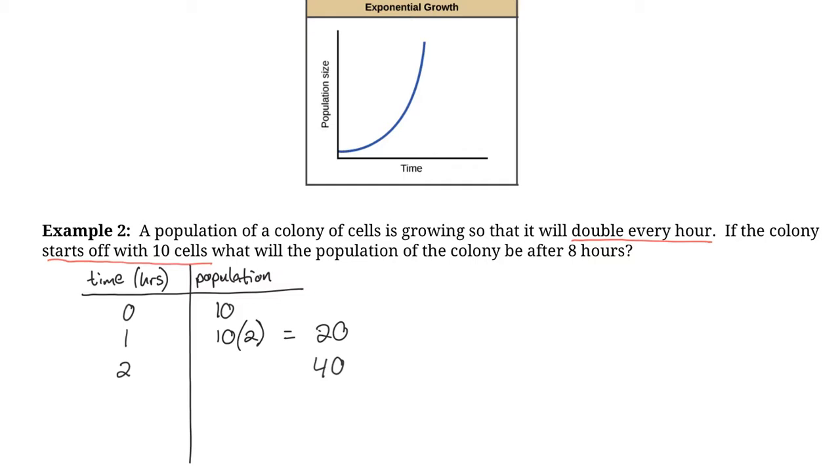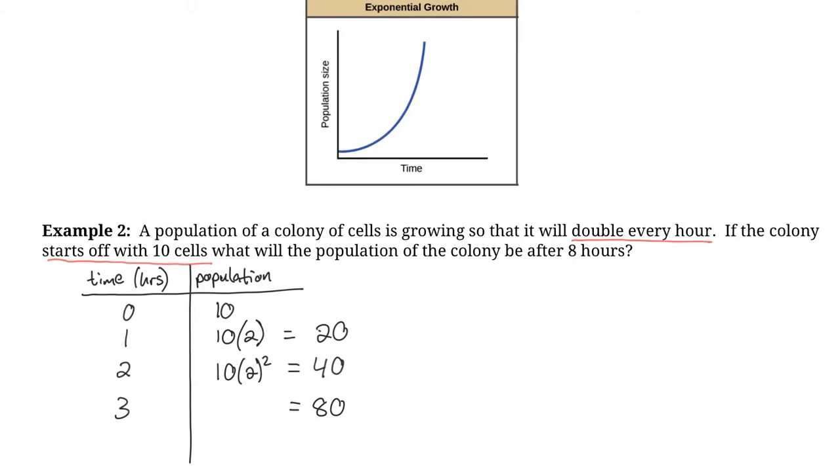So we would have our 10, and we would multiply it by 2 because it's being doubled, but then we would multiply it by 2 again because we're doubling it again. So when we're multiplying by 2 again, we can just say 2 squared. And for the third hour, we already know that 40 is going to be doubled, and that's going to get 80.